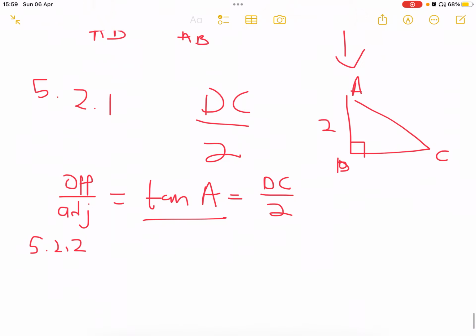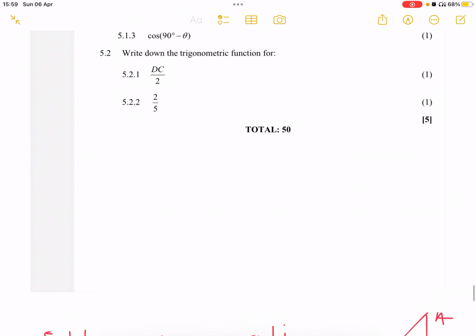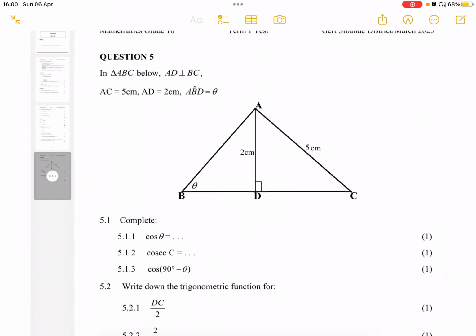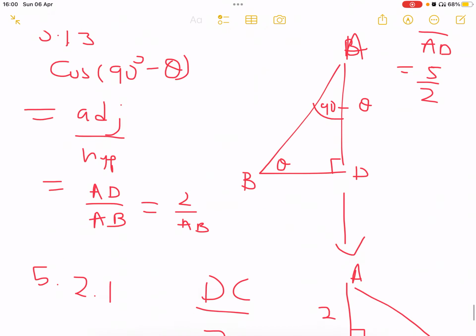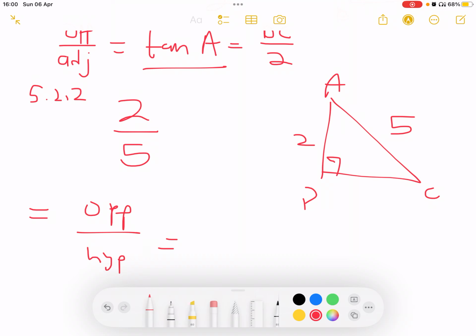5.2.2, last question. It's a 2 over 5. How would you get a 2 over 5? Well, in our diagram given here, we can choose the right angle triangle ADC and redraw it. Let's choose ADC, right angle triangle, with a 2 and a 5 here on AC. Now, when we say 2 over 5, 2 is the opposite side over the hypotenuse. Now, this is given by sine of this angle, where this one is opposite. So sine C is just 2 over 5 because it's given by AD over AC.